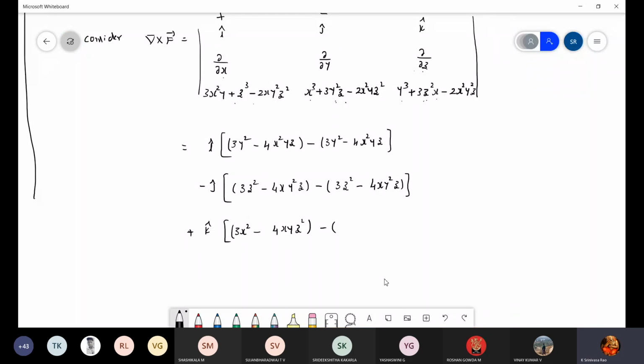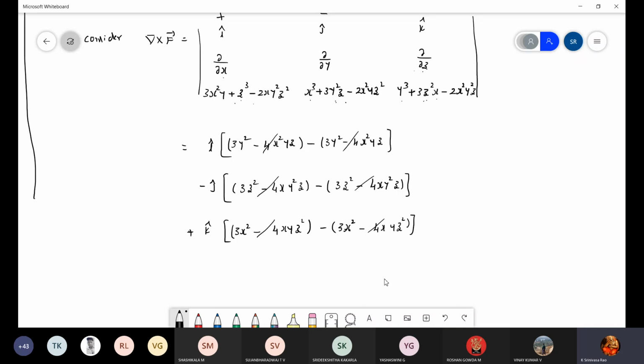Dou by dou y of 3x square, you will get the same term 3x square because y differentiation is 1. 3x square z cube is 0, minus y square differentiation is 2, 2 twos are 4x y z square. Correct? So you can observe here the terms get cancelled. Okay, same terms.